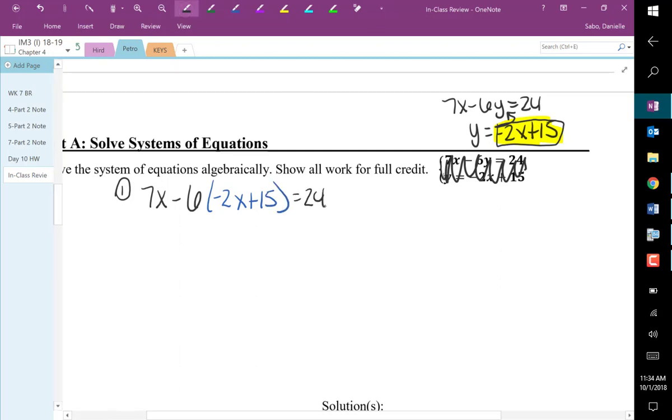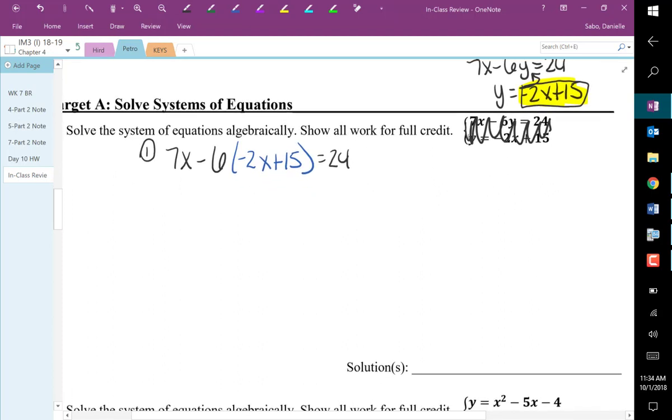Do you have questions on why or what we did there? Remember, you have y equals something, so if I know what y is, I can substitute it in. That's why we can do that. All right, now what do we do?